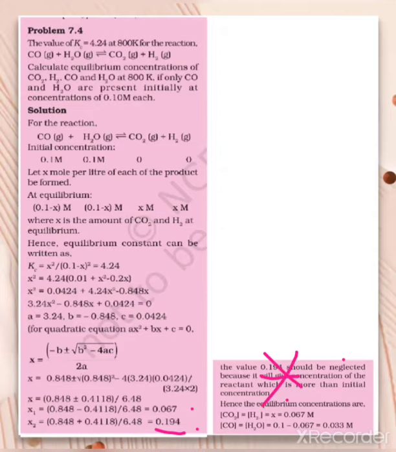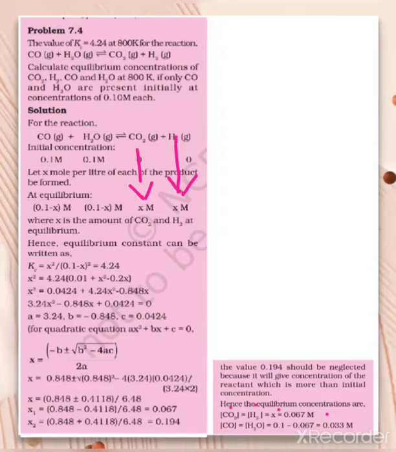So which value do we have to take? The value 0.067 can be taken as x. Now what have we taken x as? We have taken x as the concentration of CO2 and the concentration of H2 at the equilibrium condition. So we got the concentration of CO2 and H2 at the equilibrium stage. The value of x, 0.067 M, is the concentration at the equilibrium condition.